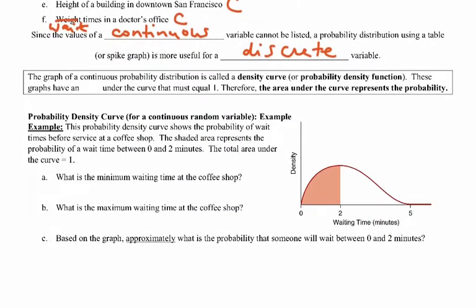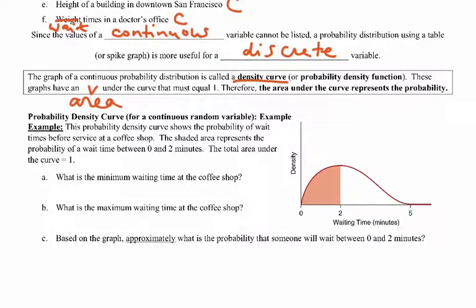Continuous distributions, however, that doesn't work. So when we talk about a continuous probability distribution, another name for it, or the graph of it, is called a density curve, also known as a probability density function. These graphs have an area. That's this word right here. I didn't leave you much room. Let me write that below here. An area under the curve that must equal 1.